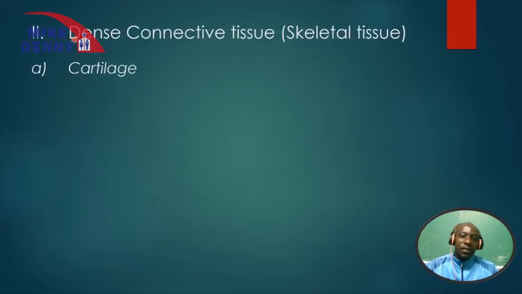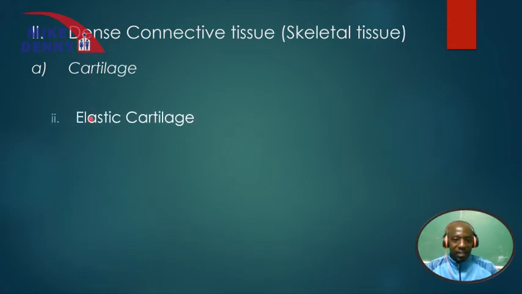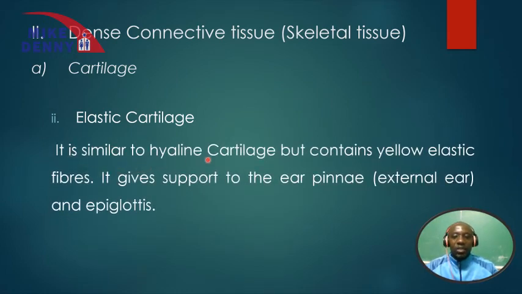Then we have the elastic cartilage, which we said is similar to hyaline cartilage but contains yellow elastic fiber. Hyaline cartilage appears bluish white, but this one contains yellow elastic fiber, and it gives support to the ear pinnae. This is the external ear, what you see outside is called the ear pinnae. Then you have the epiglottis. The epiglottis is the part that closes the trachea during swallowing to prevent food particles from entering.